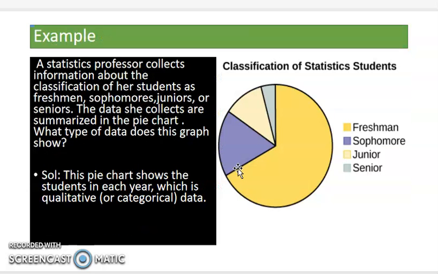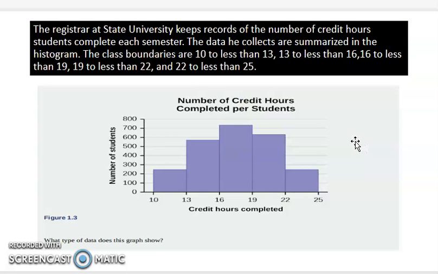As you can see, this is the pie chart, or pie graph. This shows the classification of statistics students in the pie graph. As you can see, the number of students is shown in yellow and different colors. The circle shape is called the pie chart, and this is called the bar graph. As you can see, there are the bars, vertical or horizontal.